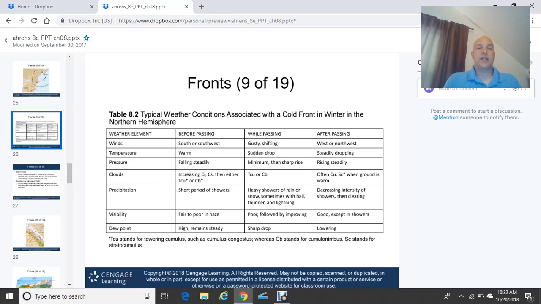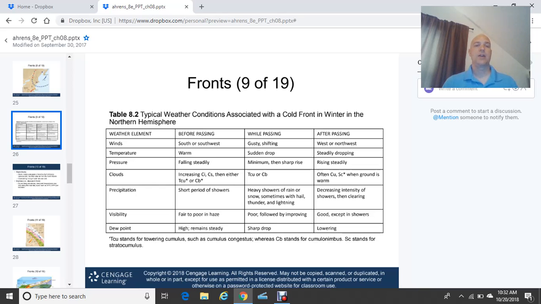Here are the typical weather conditions associated with a cold front in winter in the Northern Hemisphere. This is a really great table. I'm not sure what table it is in the 7th edition textbook, but in the 8th edition textbook, it's table 8.2. Now this is really good to know. The weather elements we're looking at are winds, temperature, pressure, clouds, precipitation, visibility, and dew point.